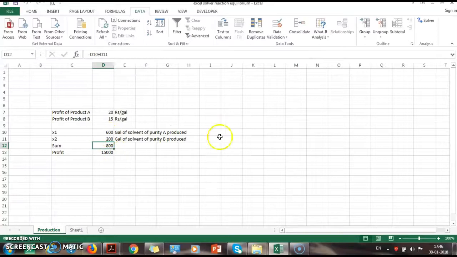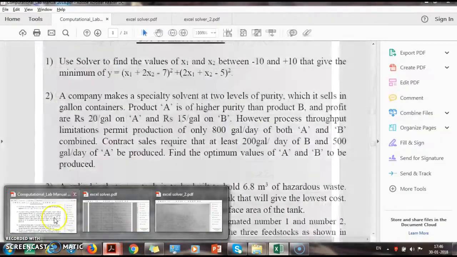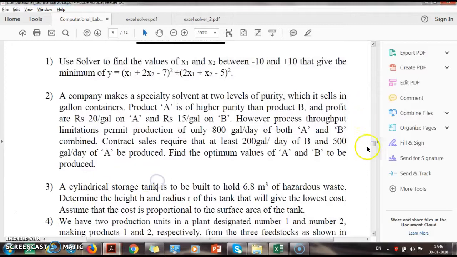Now that means you have to produce naturally a higher amount of A. It was a very easy kind of solution, but this is how you can use it for any other problem wherein there may be some complex mathematics involved, but you can use Solver in order to optimize the production of a specific product, right?